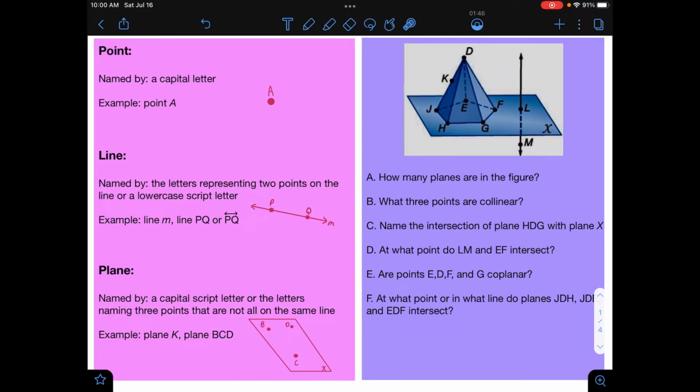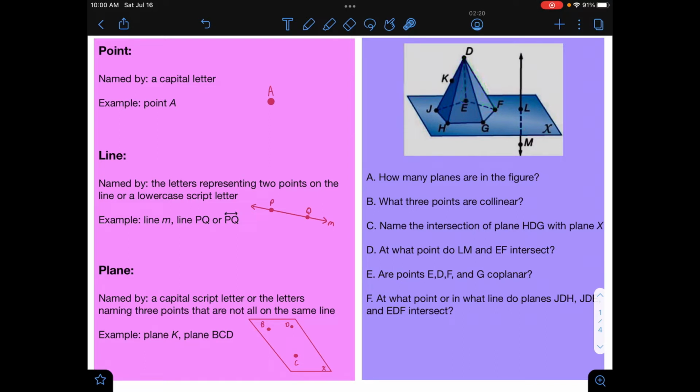Okay, so we're going to move over here and we're going to try an example. So in this figure here, our first question is how many planes are in the figure. So remember, a plane has 3 points that are not on the same line. So over here, let's look, we have our capital script letter X here. So here's one plane. This is plane X right there. So that's 1. Then we have plane HGD up here. So that's 2. Then we have FGD here, 3.